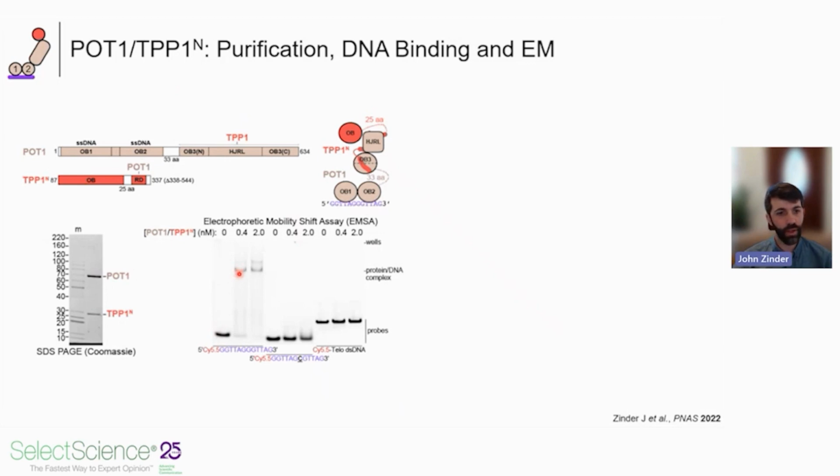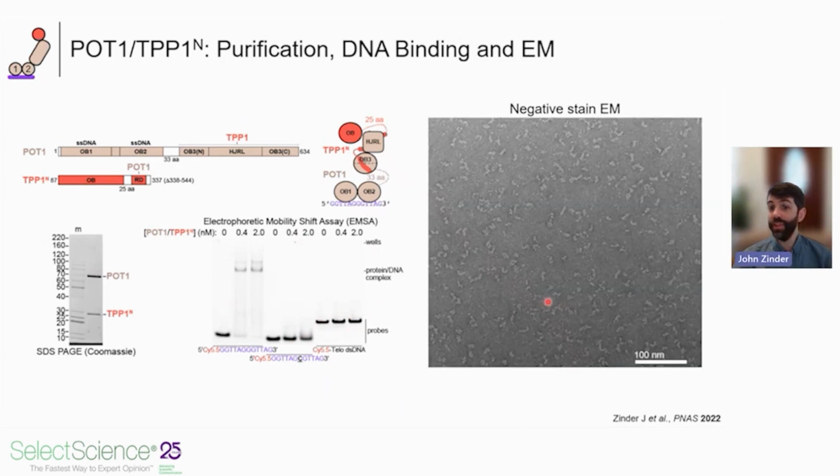So here I'm showing an electrophoretic mobility shift assay where I have an end-labeled DNA probe and I titrate in the complex. And you can see at very low concentrations of complex, you get really nice binding to this probe. And if you mutate a single residue, you do not see that binding. Furthermore, it is specific to single-stranded telomeric sequence because it does not bind a double-stranded DNA probe. So everything's good there. It also looks really nice on negative stain EM.